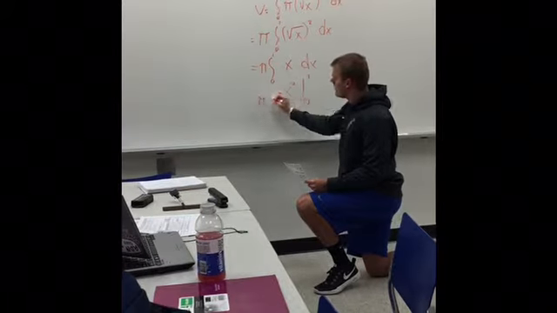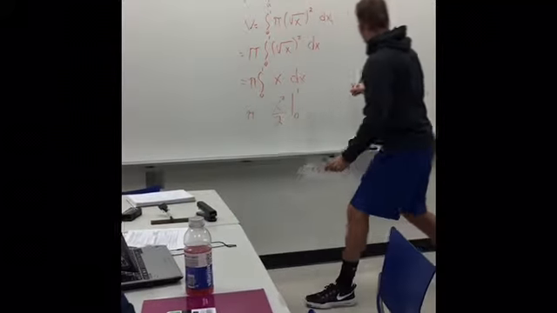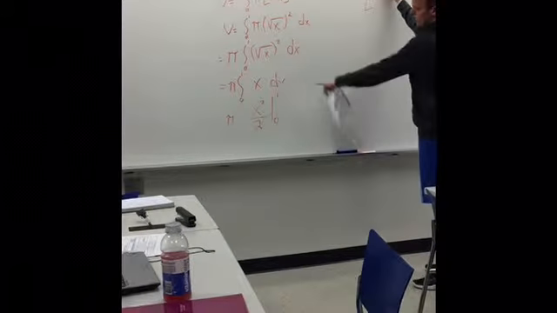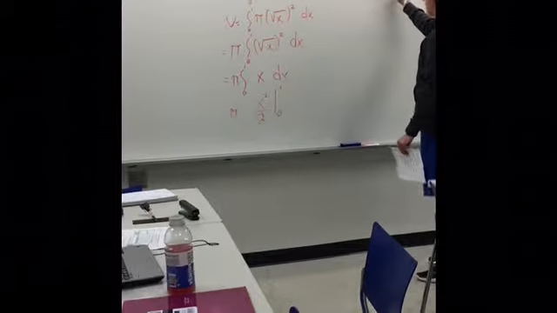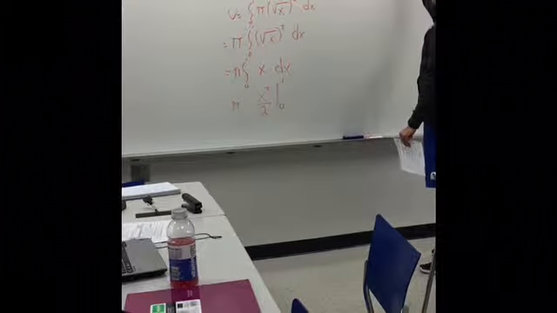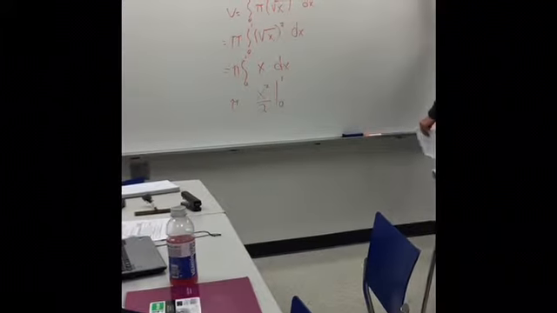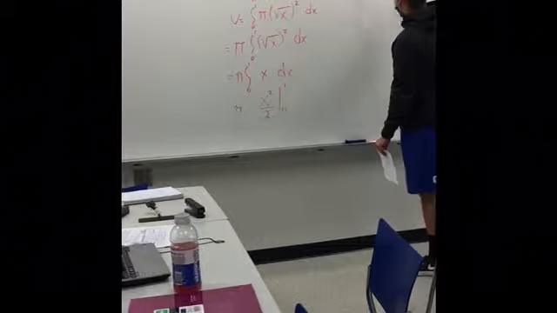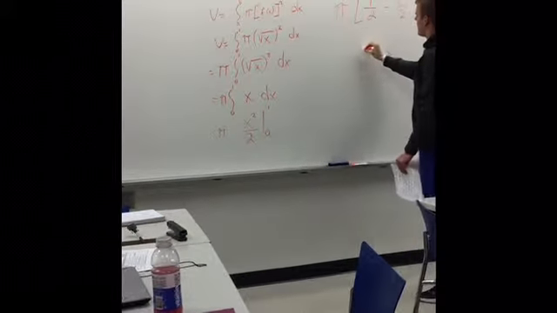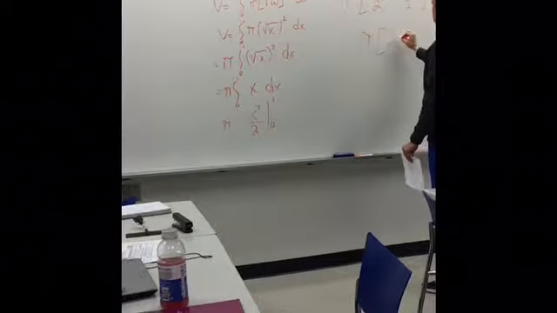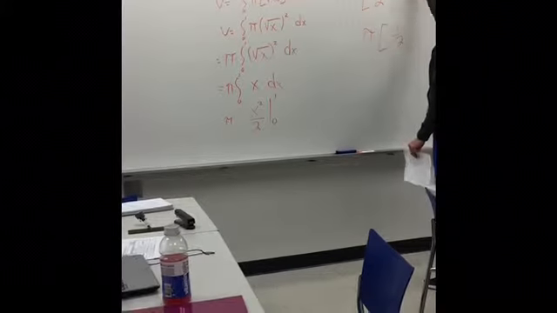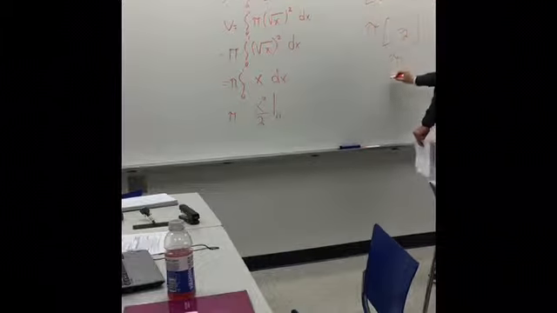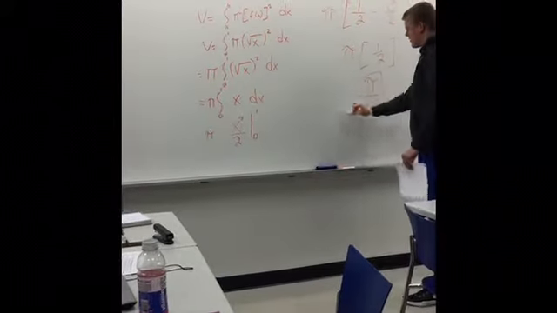Don't forget the pi. So now we get to do top minus bottom. So we have, plug in the 1s for x, so we have 1 over 2 minus 0 over 2. We get the pi out in front. So that's pi times 1 over 2, because this just ends up being 0. Multiply that out, it's pi over 2. And that's how you do it.